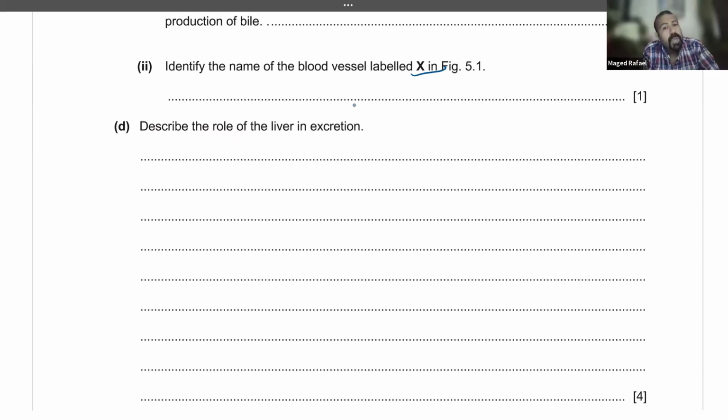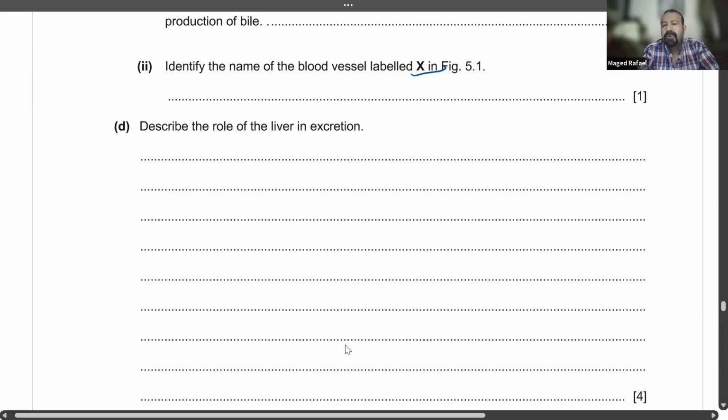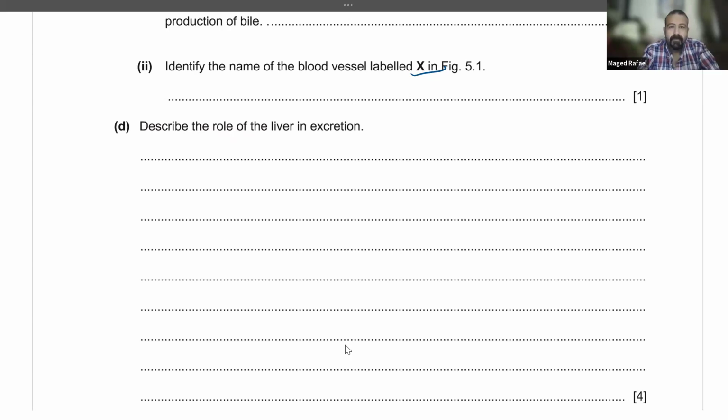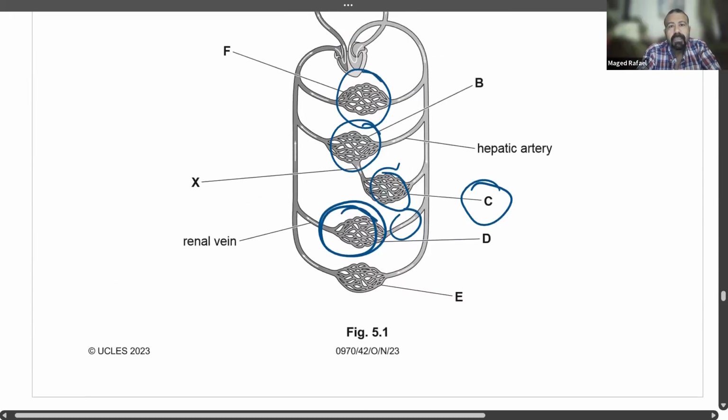He wants me to describe the role of the liver in excretion. I think we should mention any process when we are talking about the liver. Deamination process: the removal of the amino group from the amino acid. Okay. Forming the urea. And the urea then will be released into the blood to be filtered by the body. Okay.